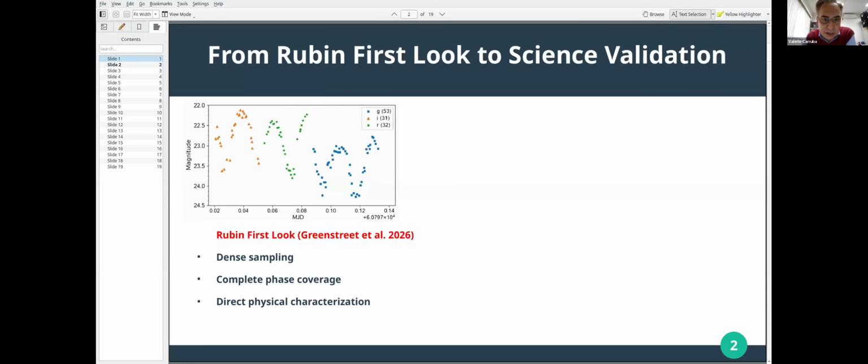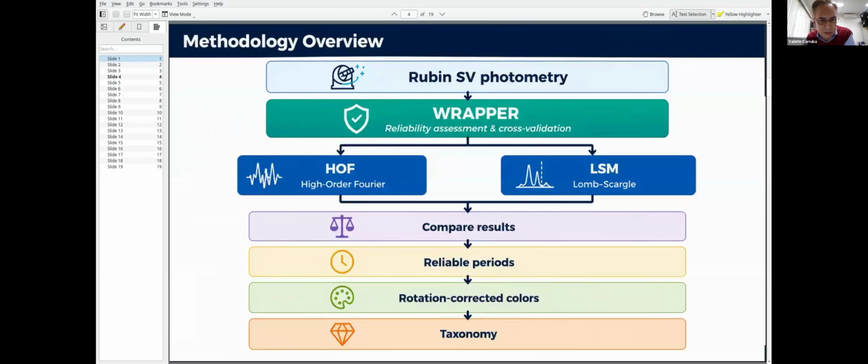So here we created a wrapper code for this approach based on high-order Fourier and Fourier methods. We compare the results for the periods based on the two methods. And if the periods are compatible, then we assume that these are reliable periods. We can then obtain rotation-corrected colors, as discussed several times in this session and yesterday by Dr. Kurlander. And once we have the rotation-corrected colors, we can obtain information on taxonomy.